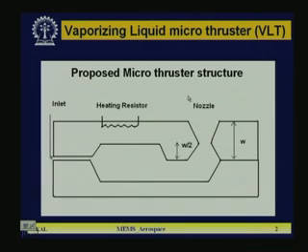Now we propose a microthruster structure which is very simple and homogeneous also, and there you can see the inlet is here.